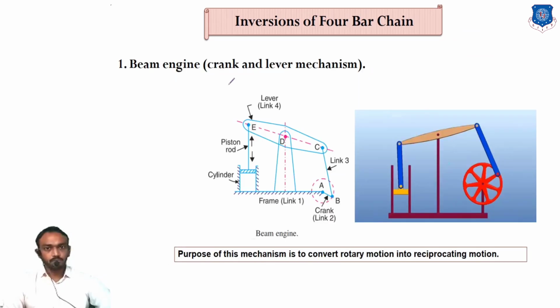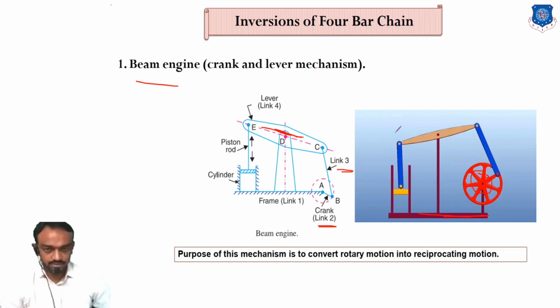The first inversion is the beam engine, crank and lever mechanism. You can see on the screen, this is the beam engine. First of all there is a crank which will rotate. Link number 3 is a coupler here, and link number 4 is a lever. Link number 1 is a frame which is fixed. So we can get the oscillating motion with respect to the rotary motion of the crank.